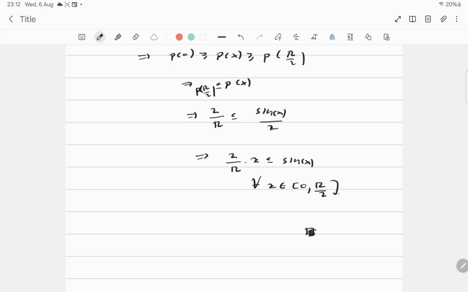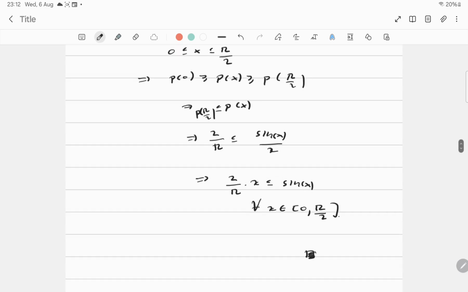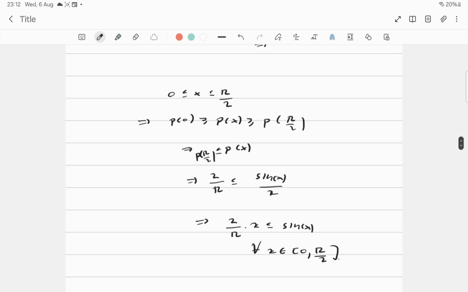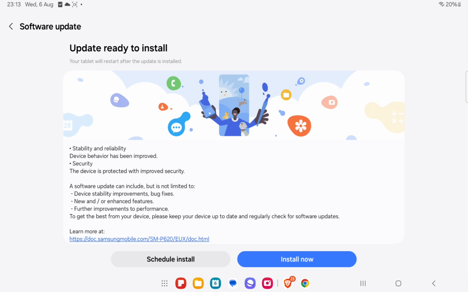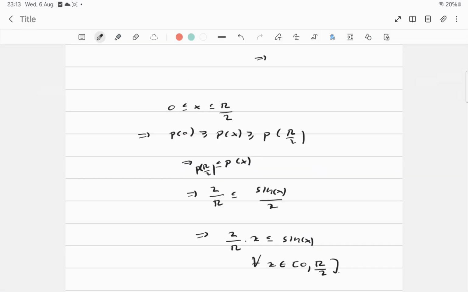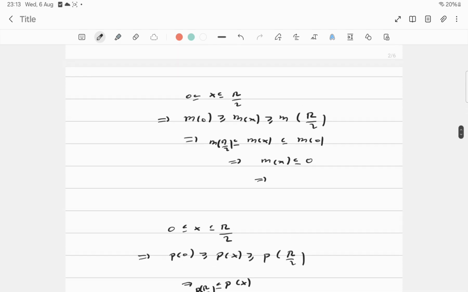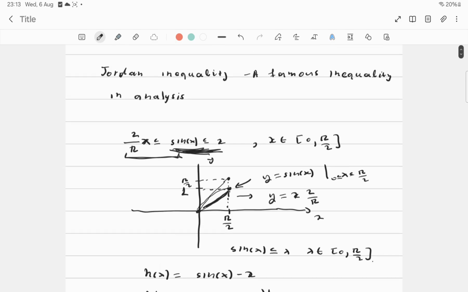The second part is again a little bit more tricky to prove. It's a two-sided inequality, so to prove the left member of the inequality is a little bit more tricky. But I mentioned this inequality because it's very famous. Jordan was a very strong mathematician, and this is a ubiquitous inequality in analysis.